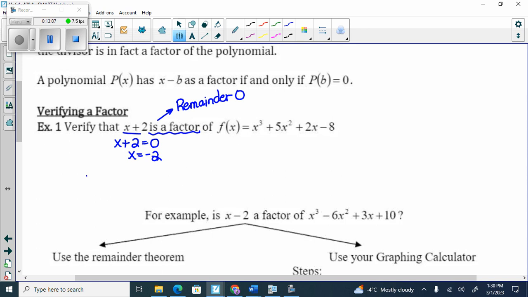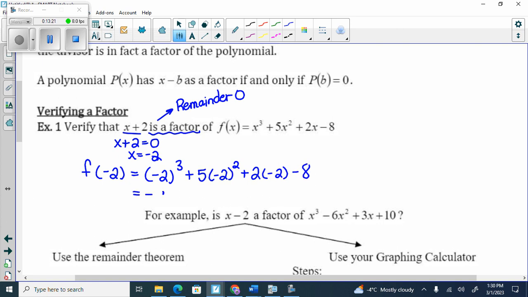So I plug it in, and I get f of negative 2, negative 2 cubed, plus 5 times negative 2 squared, plus 2 times negative 2, minus 8. And I get negative 8 plus 20, minus 4, minus 8. And I get f of negative 2 equals 0. Is that an x-intercept? Negative 2, 0? Yep. So is x plus 2 a factor? Yep. You're going to say x plus 2 is a factor because the remainder is 0.